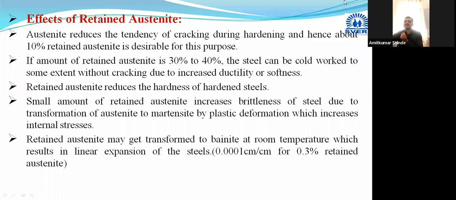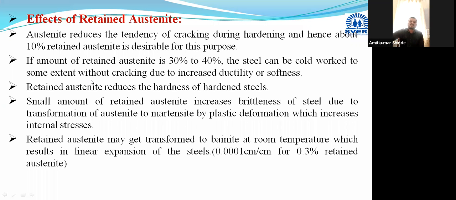Okay, you can say that, as it is, this austenite is soft in nature. You all know that this austenite is a soft, malleable, and ductile phase. And due to the presence of austenite, the tendency of cracking during the hardening process will decrease. And a maximum of 10% retained austenite is suitable for this purpose, means to reduce the tendency of cracking during the hardening treatment process.